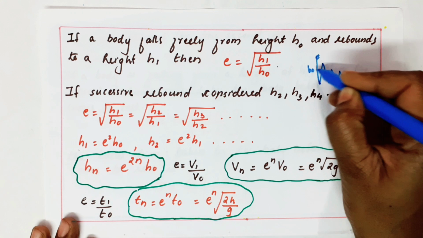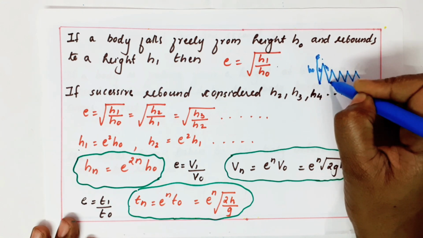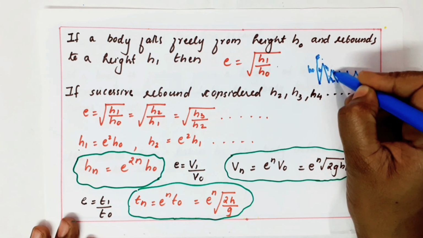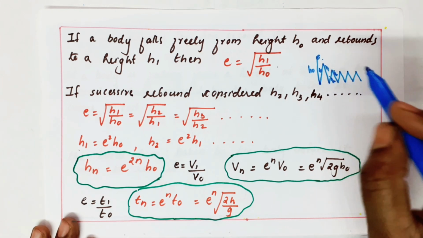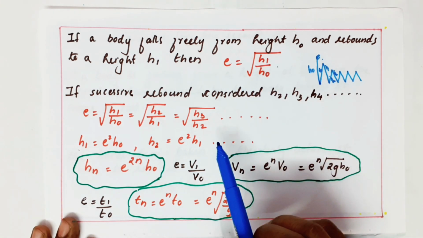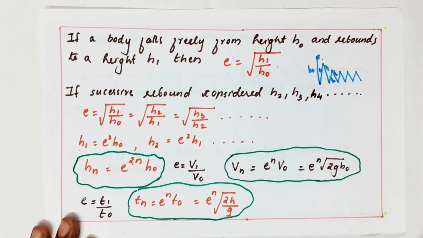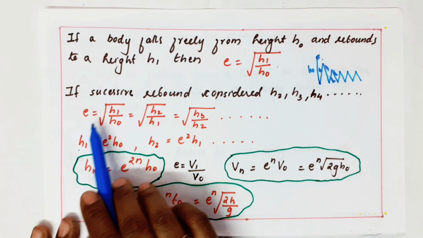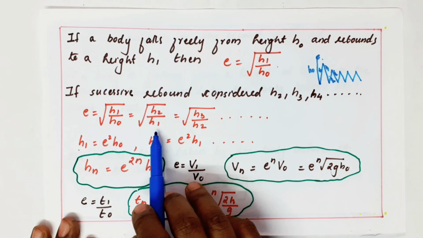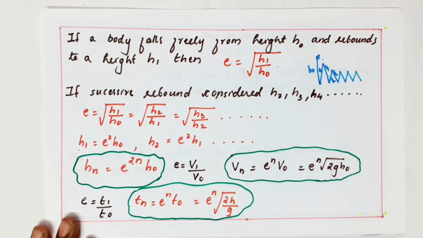This is h naught, this is h1. If it goes up to h1, definitely h1 will come down. Again, it will go to another height called h2. Then definitely h2 should come down. So we can find e by root over h1 by h naught. But if there are successive rebounds like h2, h3, h4, I can write e equals root over h1 by h naught, or root over h2 by h1, or root over h3 by h2. Like that it will continue.